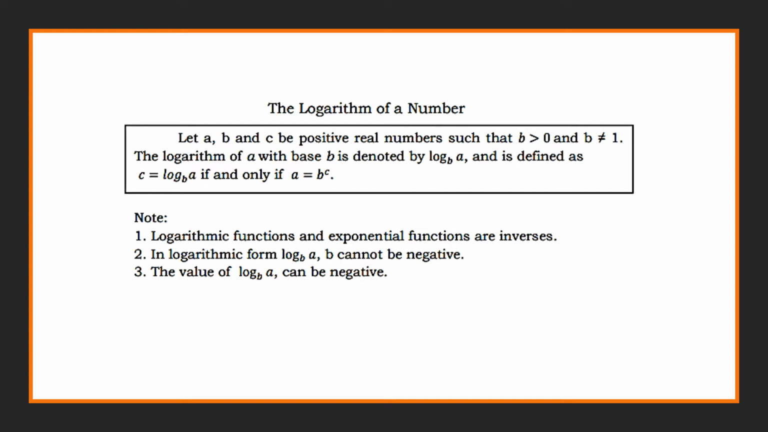So, the logarithmic function is the inverse of the exponential function. In logarithmic form, logarithm of a to the base b, b cannot be negative. So, our b must be positive. The value of logarithm of a to the base b can be negative. So, this value can be a negative value.